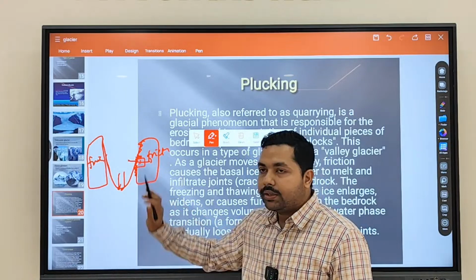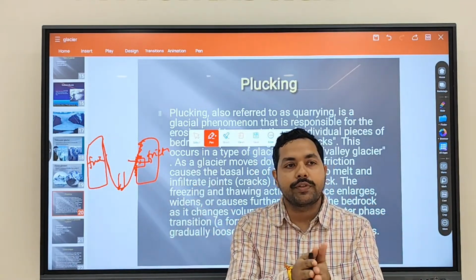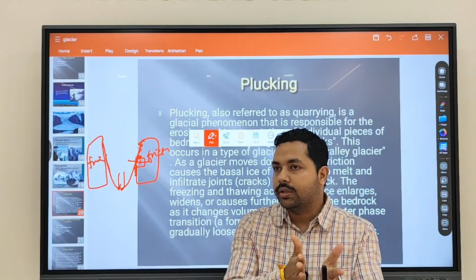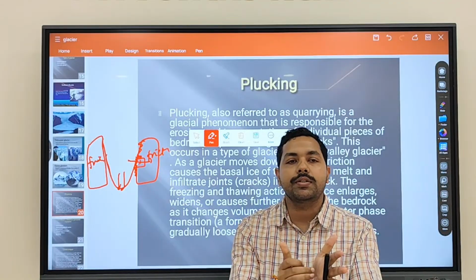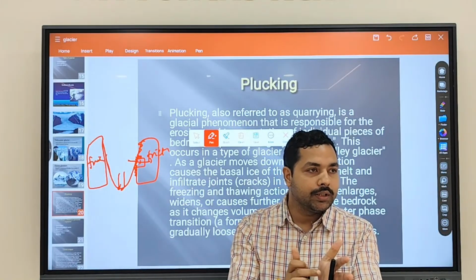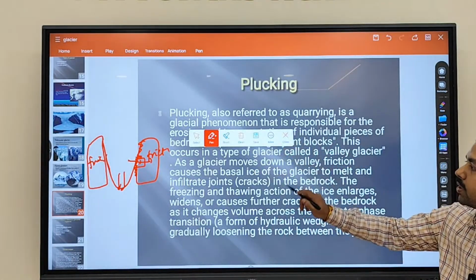Glacier will get what? Deposited. In this crack, what will happen? Glacier gets deposited because friction is there between glacier and rocks. So rocks will erode, the glacier will erode some part of the rocks, and in this crack what will be deposited? In this crack, glaciers will be deposited. So that is what is written over here.